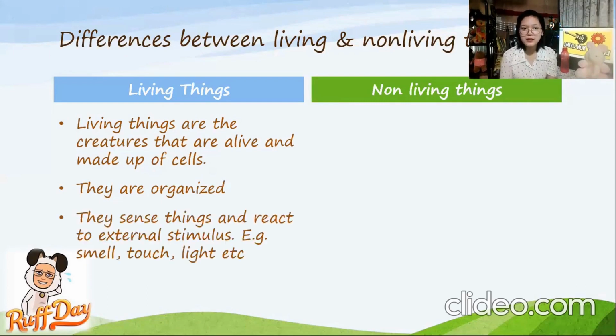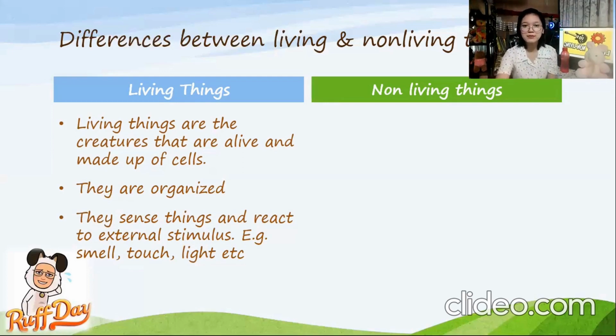Living things, they sense things and react to internal stimulus. For example, smell, touch, light, taste. So, living things have 5 senses. Hear, touch, see, smell, and the last is taste. Very good. Now how about the non-living things?